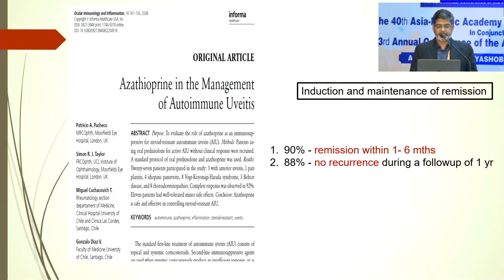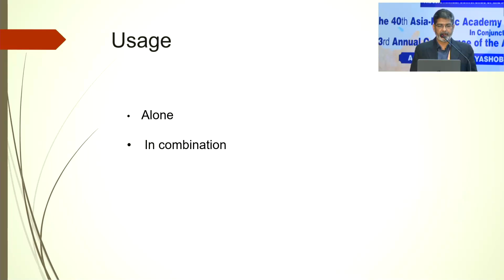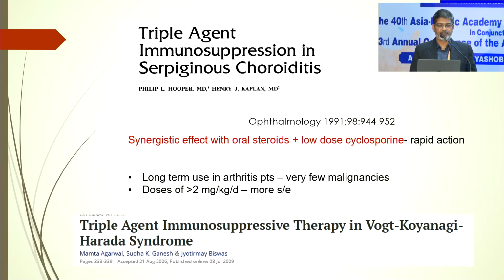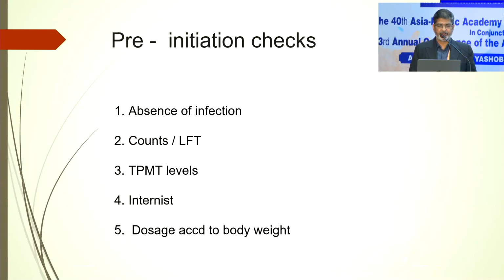It also helps in induction and maintenance of remission with a 90% remission within 1 to 6 months, and 88% of the patients did not have any recurrence during a follow-up of 1 year. It can be used alone or in combination, and there are various reports of triple-agent immunosuppression in serpiginous choroiditis and VKH.